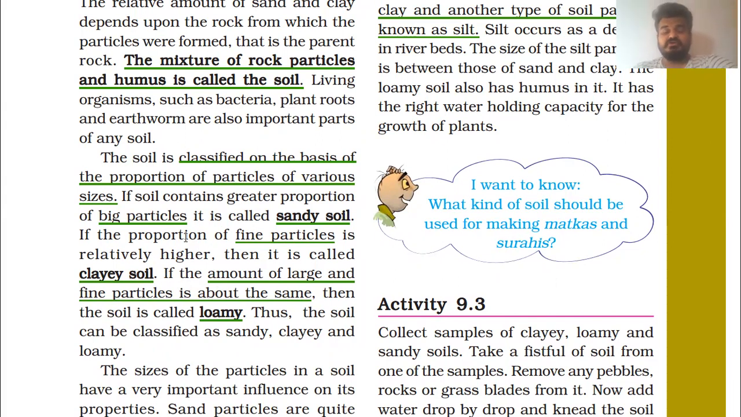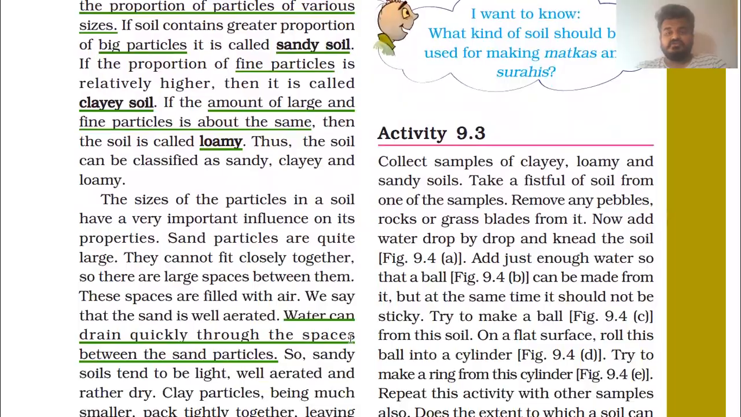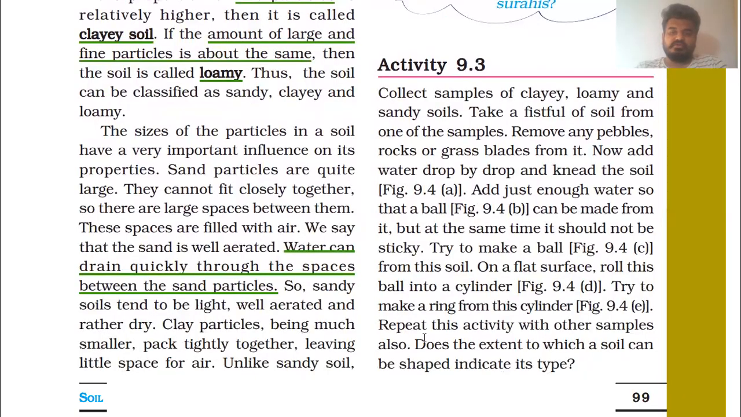In this session, we are going to discuss activity 9.3. So what is it? Collect samples of clay, loamy, and sandy soils. Take a fistful of soil from one of the samples. Remove any pebbles, rocks, or grass blades from it. Some unnecessary particles may be there, and if there are, we first of all have to remove them.